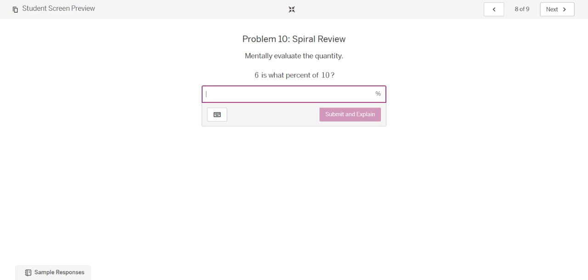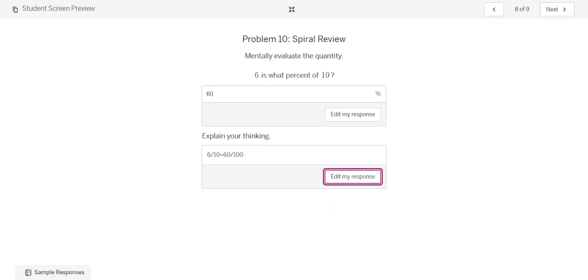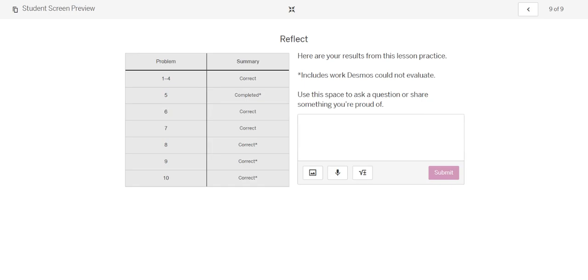6 is what percent of 10? 60. If 6 over 10 equals 60 over 100. Again, my is over of equals percent over 100. And that looked weird, but yep, we're all there.